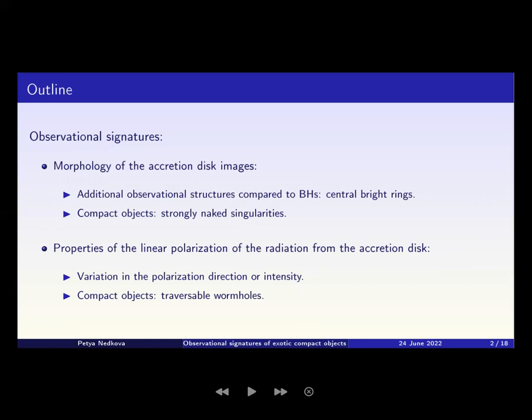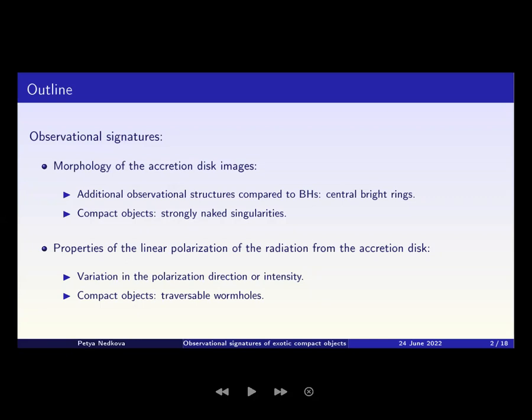in the imaging experiment. So the talk is divided into 2 main topics. The first topic is about the morphology of the accretion disk images. In this part, we will talk about qualitative signatures: we just see additional structure in the disk image. If we have a horizonless space-time, we will have some structure. If we have a black hole space-time, this structure is absent. So this is a clear yes and no. In this part, we will be talking about naked singularities. This effect will be demonstrated on a naked singularity space-time, but we will see that it can be more general. It could arise in other space-times if they have certain properties.